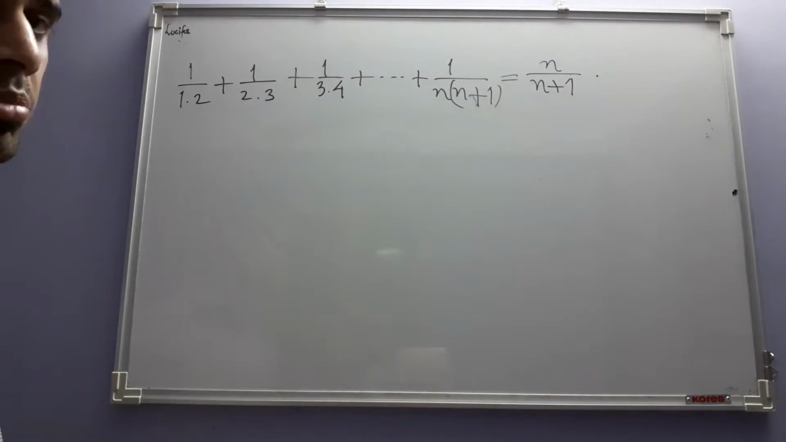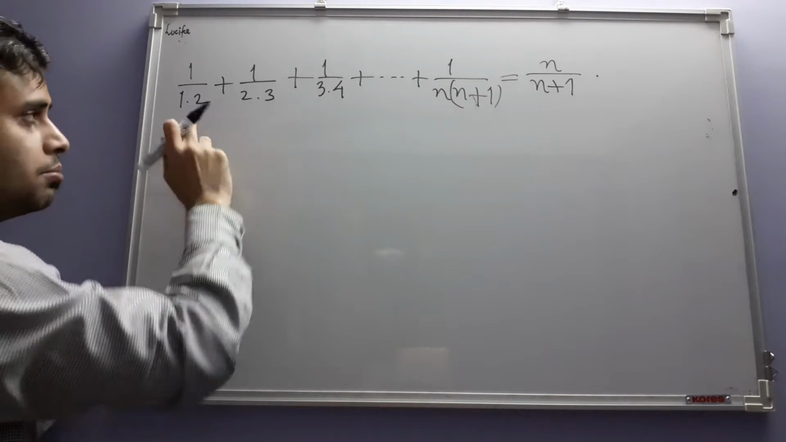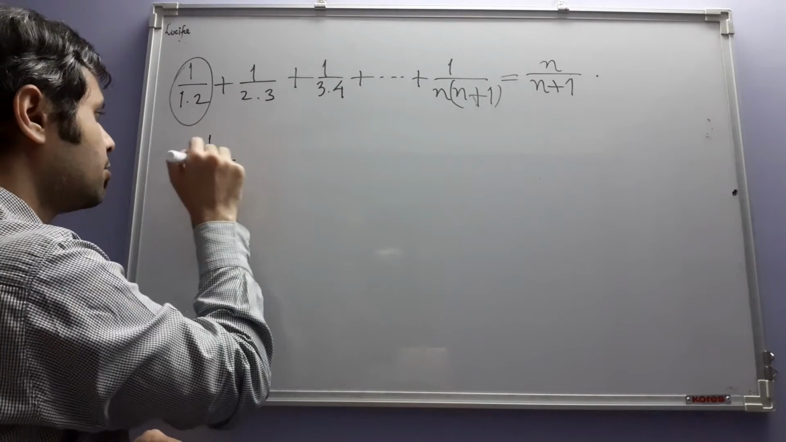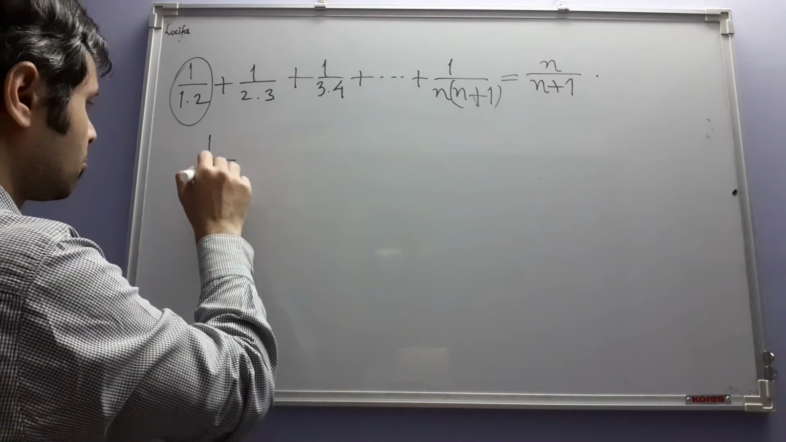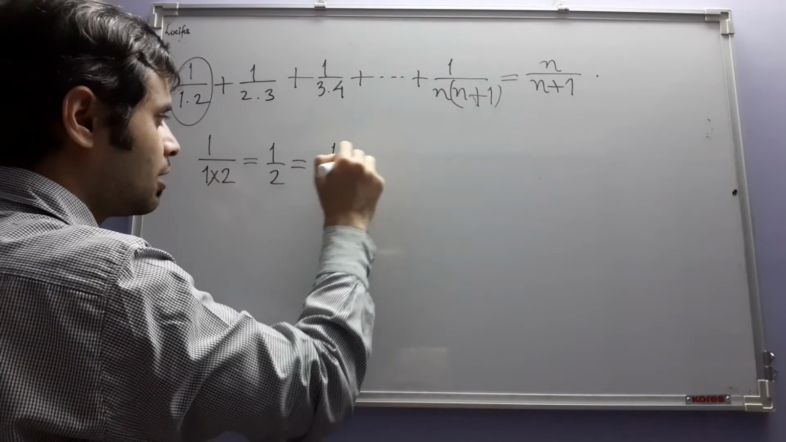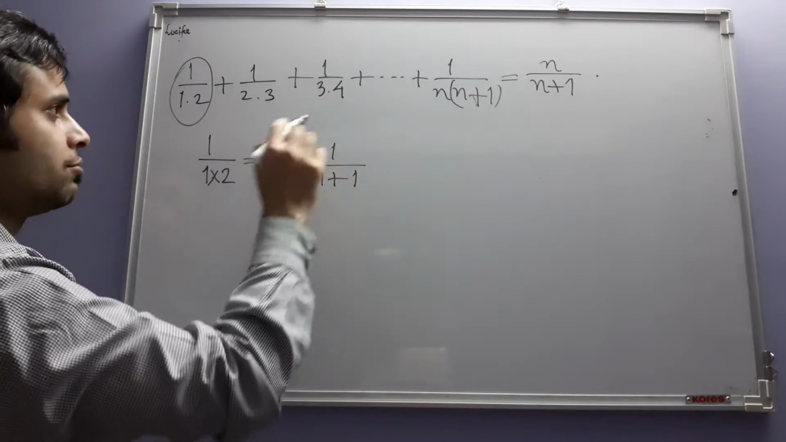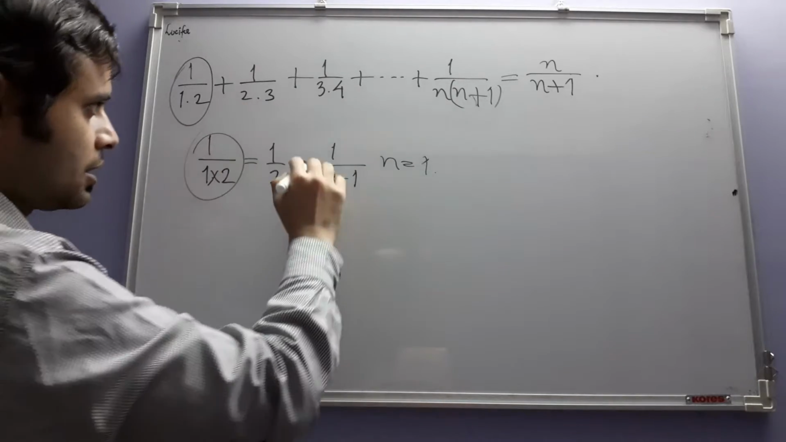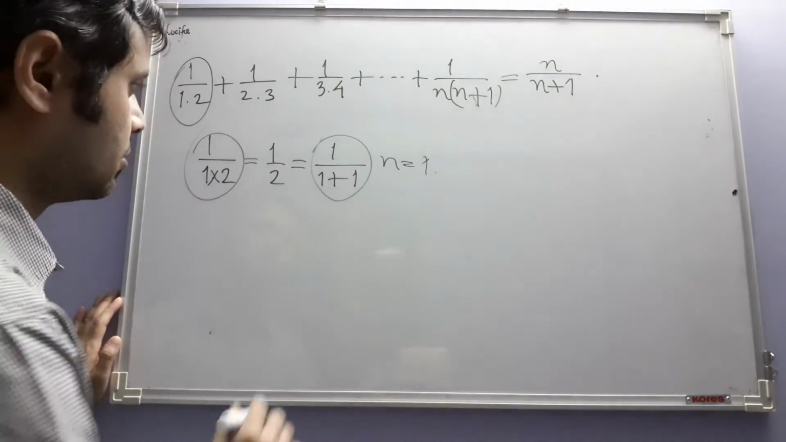So same, you apply induction. When n is equal to 1, what do we have? We have only one term, which is nothing but this. And you can see that 1 divided by 1 times 2 is equal to 1 by 2, which is nothing but 1 by 1 plus 1. So the formula is true when we have n equal to 1. This is the left hand side, this is the right hand side, and they are equal. So this is the basis for our induction.